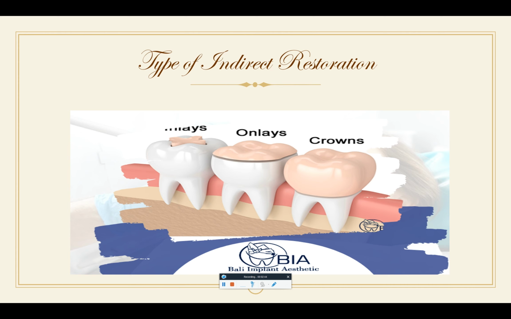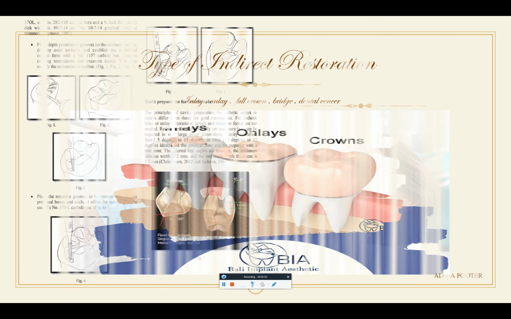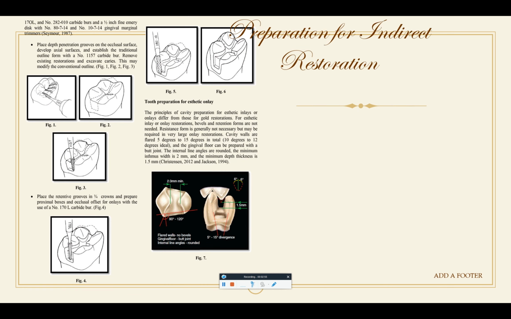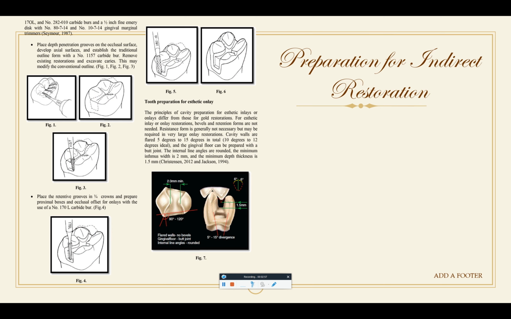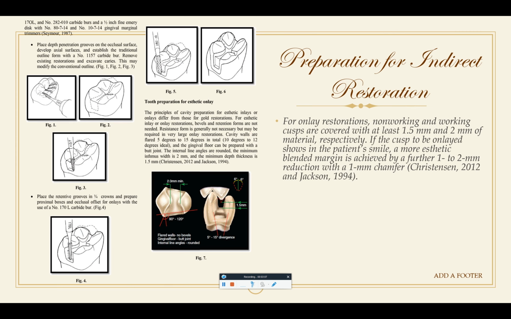And here comes the preparation of indirect restoration. For onlay restoration, working and non-working cusps are covered with at least 1.5 to 2 mm. As you see in the first picture, a strong reduction of the occlusal surface is done by using the chamfer bur, and also in the third picture we start reducing from the proximal box or proximal contact. It's about 1 to 2 mm.